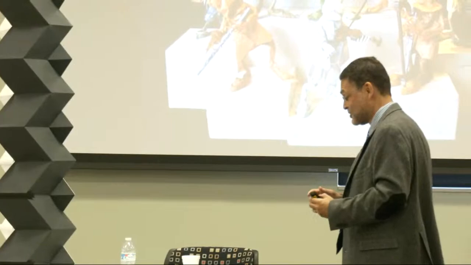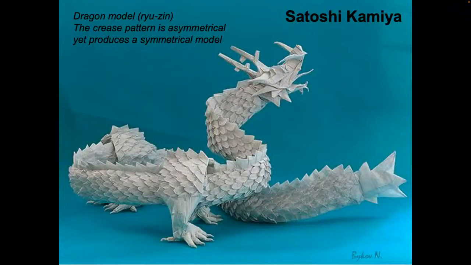This is another piece just to tell you how sophisticated the field is. This is one single piece of paper, folding only. Origami is very restrictive: folding only, one piece of paper. And this is the Dragon by Satoshi Kamiya. This is a super complex origami. You can see how the field is now. You can see the level of detail, the horns, the claws, the scales, and you can see the crease pattern, which, to be more realistic, is asymmetric, but at the end produces a symmetric model so that you can really get the idea this is a dragon.